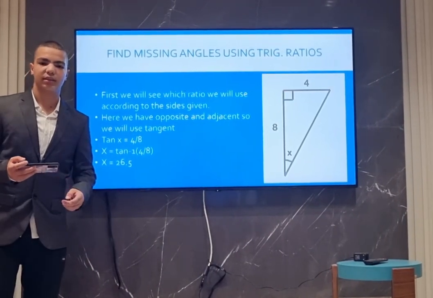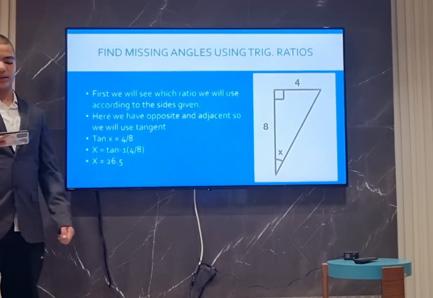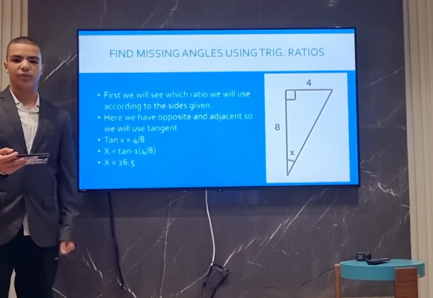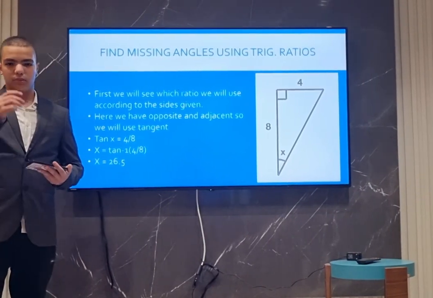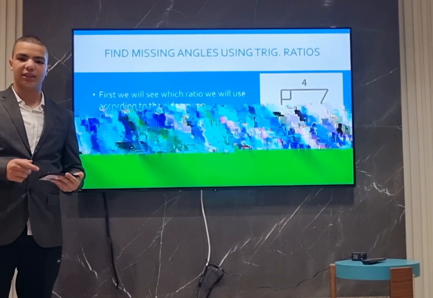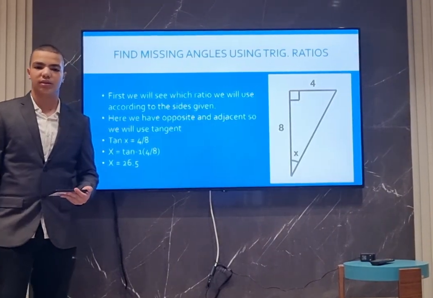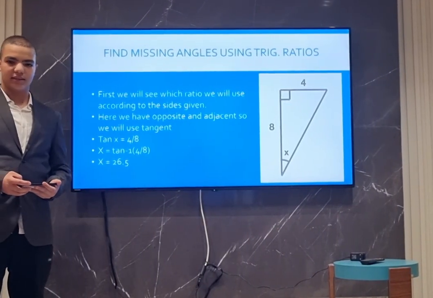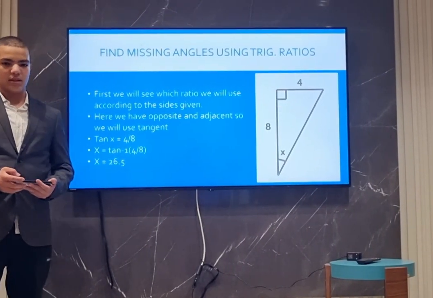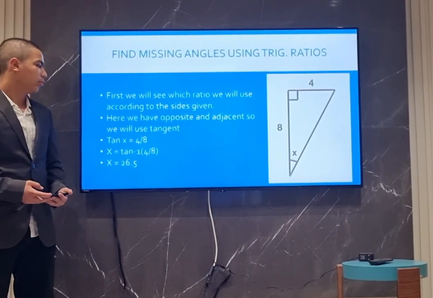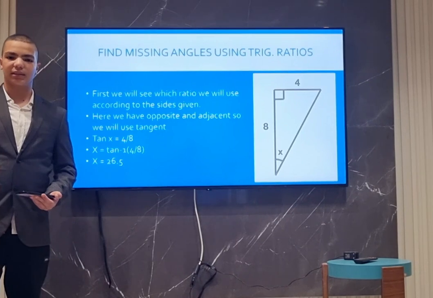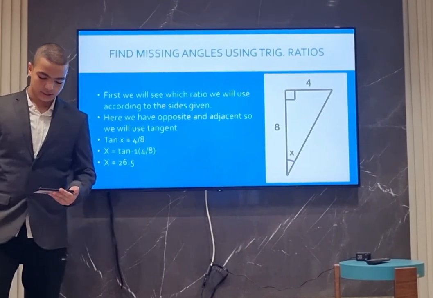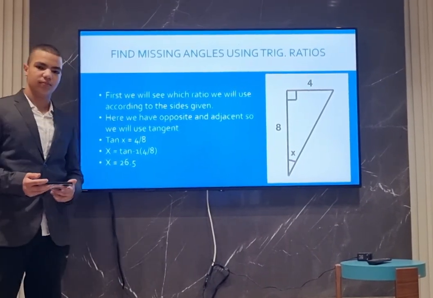Then we have find missing angles using trigonometric ratios. Also, we have to see which ratio we will use. Here we have opposite and adjacent, so we will use tan. Tan x is equal to 4 over 8. To find x, we will use tan negative 1 of 4 over 8, and the answer will be 26.5.